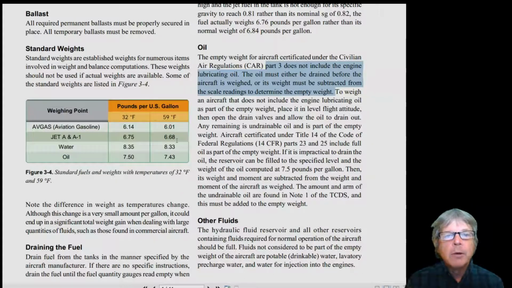If we have water or oil, these all have standard weights. Oil is 7.43, or some people use the cold weather, 7.5 pounds per gallon of weight. These are called standard weights.